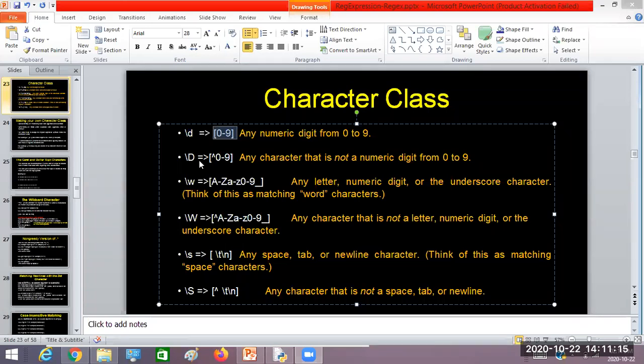Yes, sir. Small d is used to match a single digit from 0 to 9. Capital D is used to match any other character than 0 to 9.